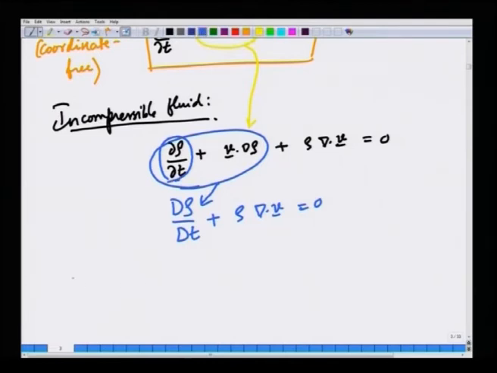Now, for an incompressible fluid, the substantial derivative of density is 0. Suppose you follow a given fluid parcel, its density will not change with time for an incompressible fluid.